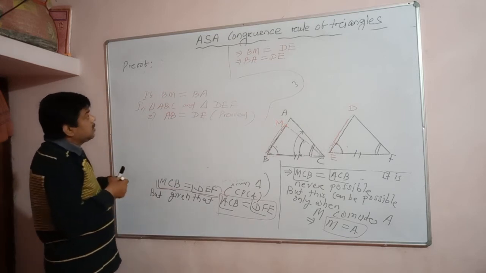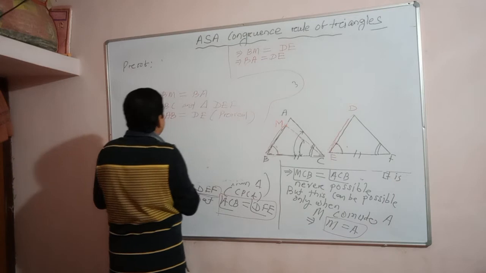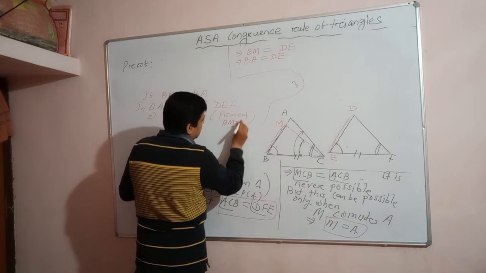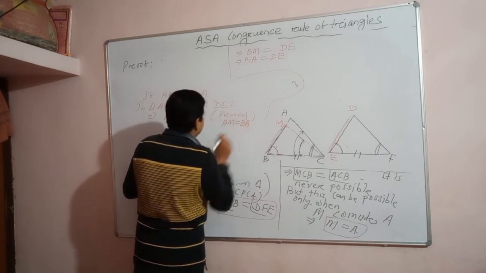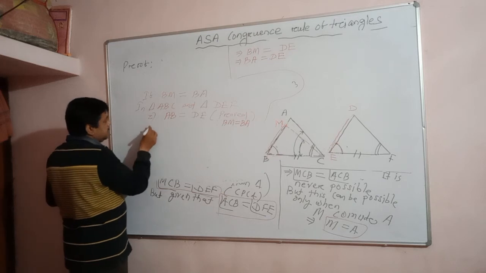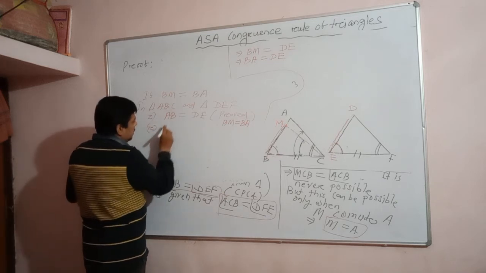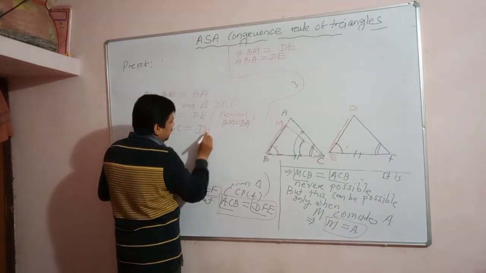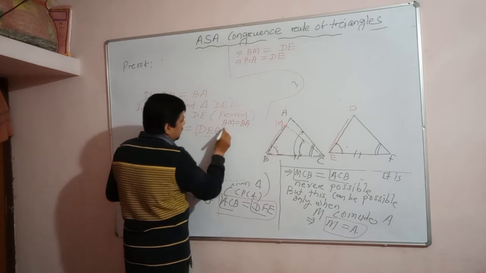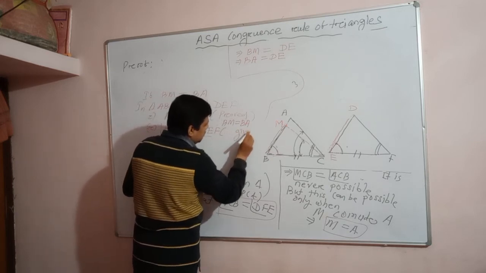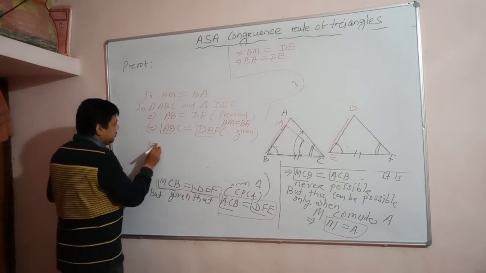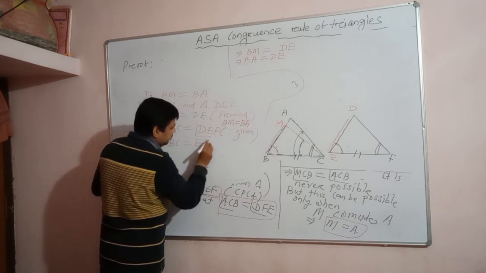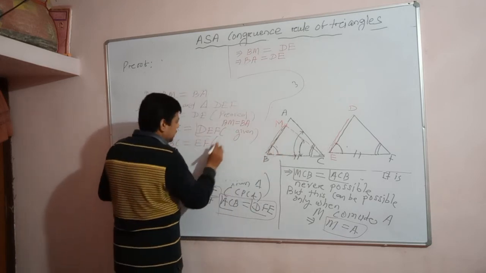If BM is equal to AB, I should write here BM is equal to AB. Why? Because we've already proved BM is equal to BA. Already we have proved. Yes or no? Second point. What have you taken? Angle ABC equal to angle DEF. Already it is given. Third point, BC equal to EF is also given.